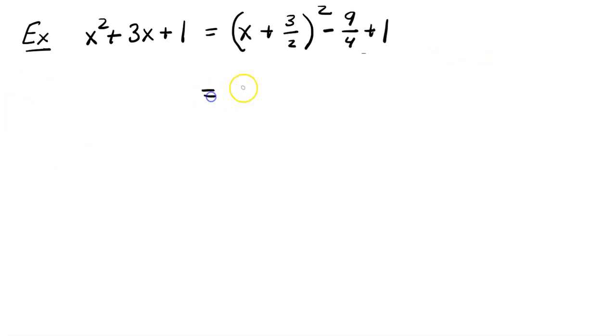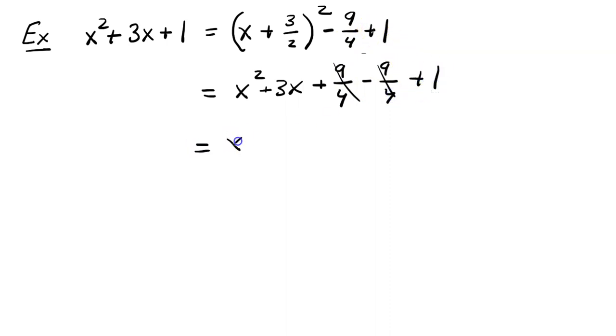Okay, so how will this be? It will be x squared. Double of this is 3x. And then this squared, we saw that was 9/4. But now we have minus 9/4, and that will take out that. And this plus 1. And now we will see that this is exactly what we started with.